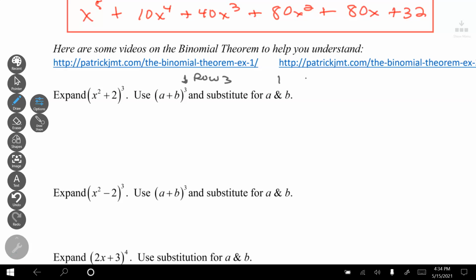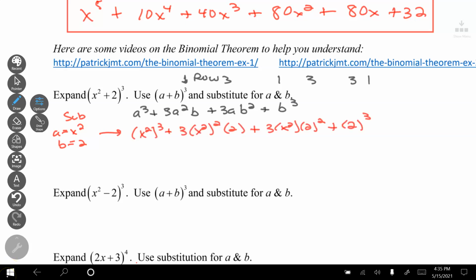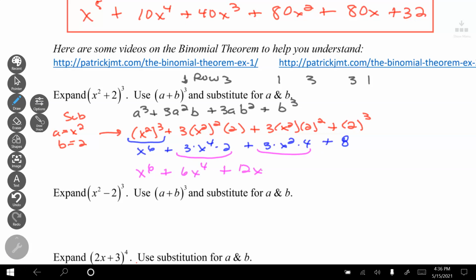Row 3, which I've done so many times, is 1, 3, 3, 1. I'm going to do (a + b) to the 3rd. And then I'm going to substitute in a is equal to x squared, b is equal to 2 for this whole problem. I substituted in all my a's and b's, I mean x squared and 2's for the a's and b's. And I'm going to multiply it out. And then I'm going to multiply each of these terms all together. x to the 6th plus 6x to the 4th plus 12x squared plus 8, which is my final result. And because it was row 3, I better have 4 terms.